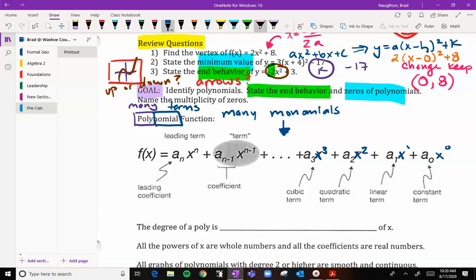So what we're going to start with, though, is the most important stuff. Because we're familiar with all this stuff that I did over here. But those are examples of polynomials too. A cubic is a polynomial. A quadratic is a polynomial. But let's look at the notation. So this is a of n and then x to the n.